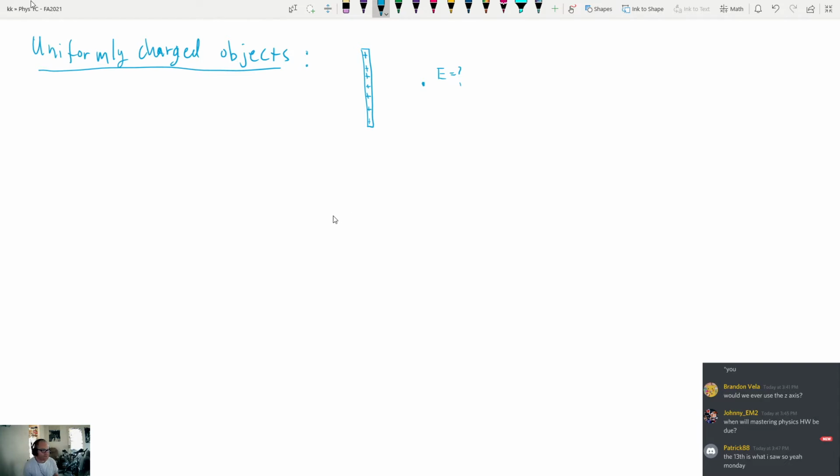We can say a few things. First of all, we could say, well, it's a positively charged rod, so probably the electric field points kind of away from it. Most likely the electric field at this location points to the right. It probably doesn't point to the left. But how do you deal with this object that is uniformly charged?